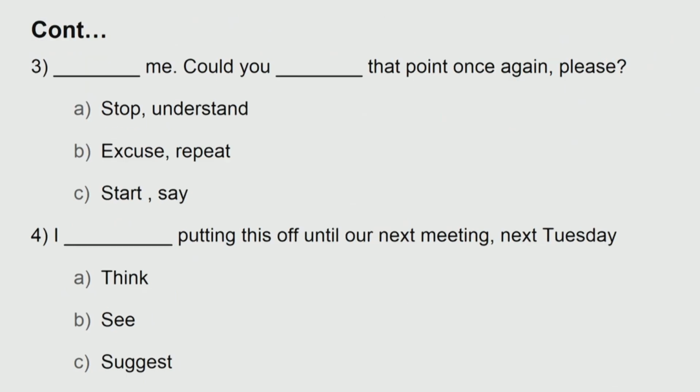And next one, third, dash me, could you dash that point once again please? A, stop me, understand, or excuse me or start me, the best choice is excuse me, could you repeat that point once again please? So, this is one way of making your presence felt in a meeting. Excuse me, politeness, could you repeat that point once again please? So, using please is also a way of showing politeness.